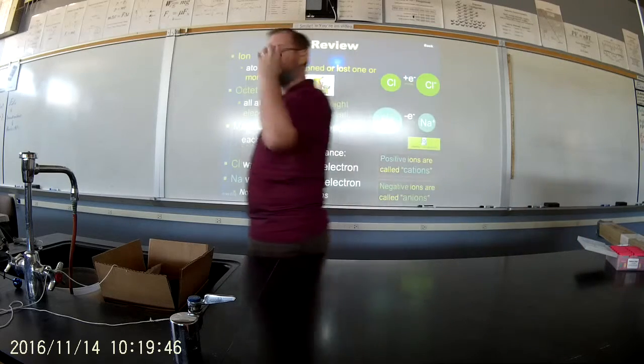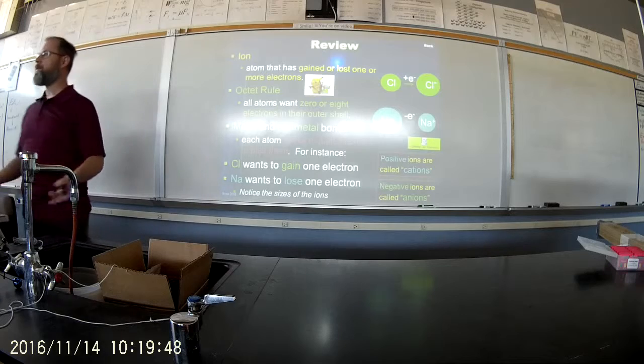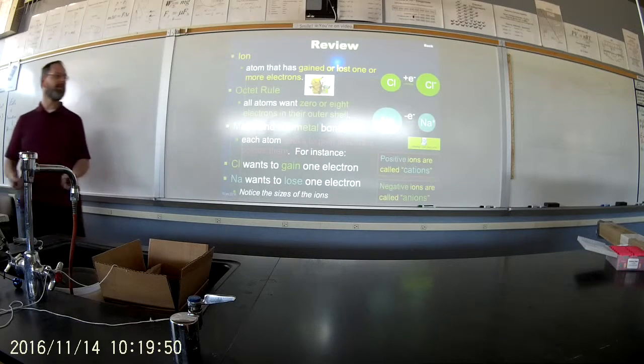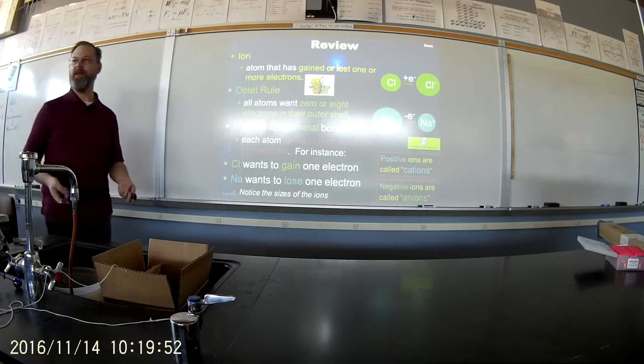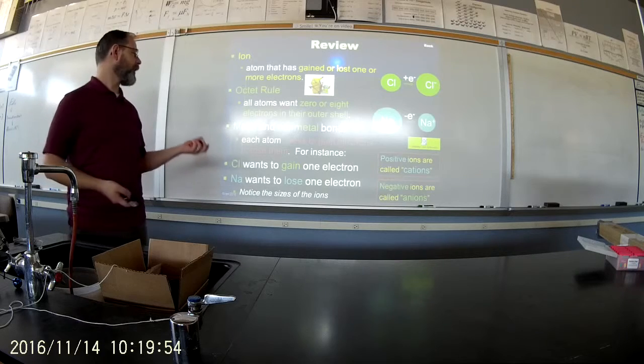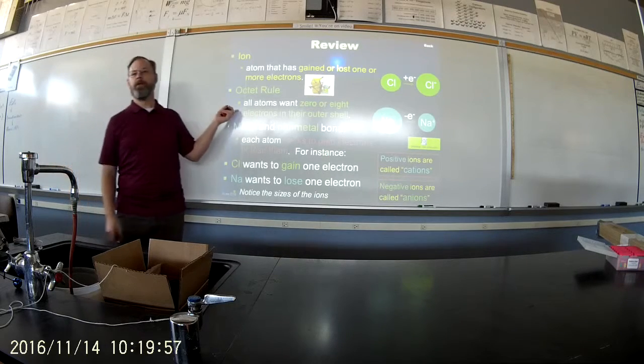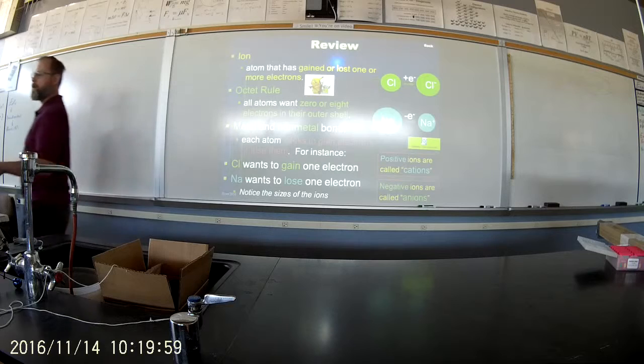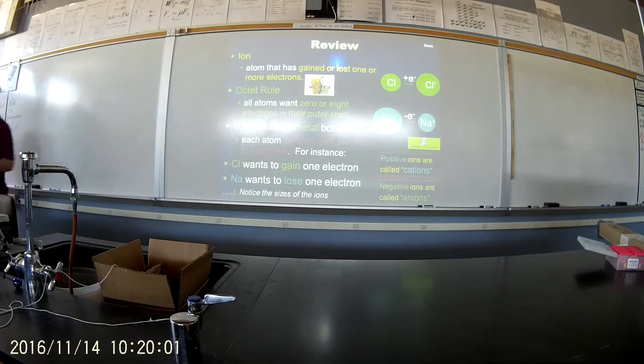Okay, so what do these ions do? Well, if you get enough of them together, they stick. And remember the octet rule? Pretty important. If you're an atom, what is your ultimate goal? Get an octet. That is your ultimate goal.